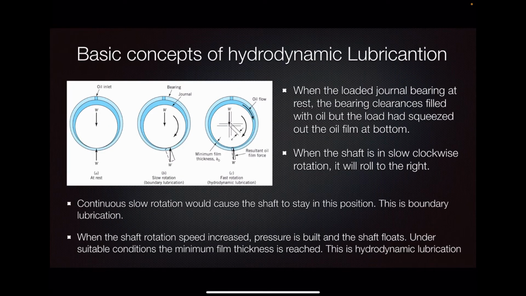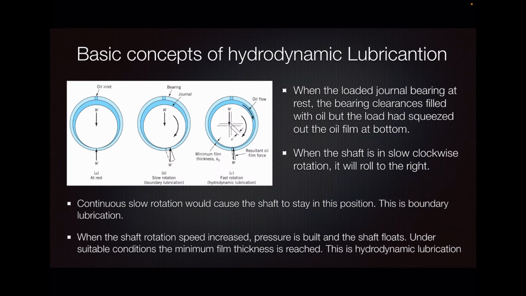Next is basic concepts of hydrodynamic lubrication. From figure A, when the journal bearing is loaded at rest, the bearing clearance is filled with oil, but the load has squeezed out the oil film at the bottom. From figure B, slow clockwise rotation of shaft will cause it to roll to the right, and continuous slow rotation will cause the shaft to stay in this position, and now boundary lubrication happens.